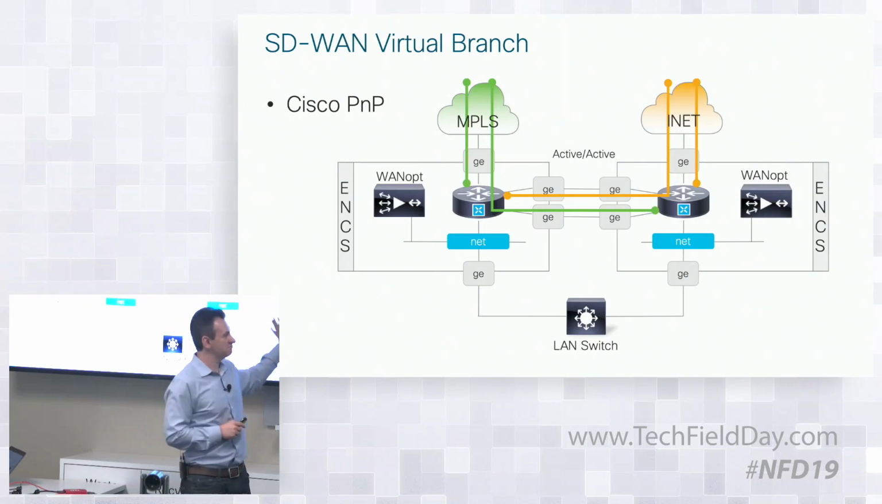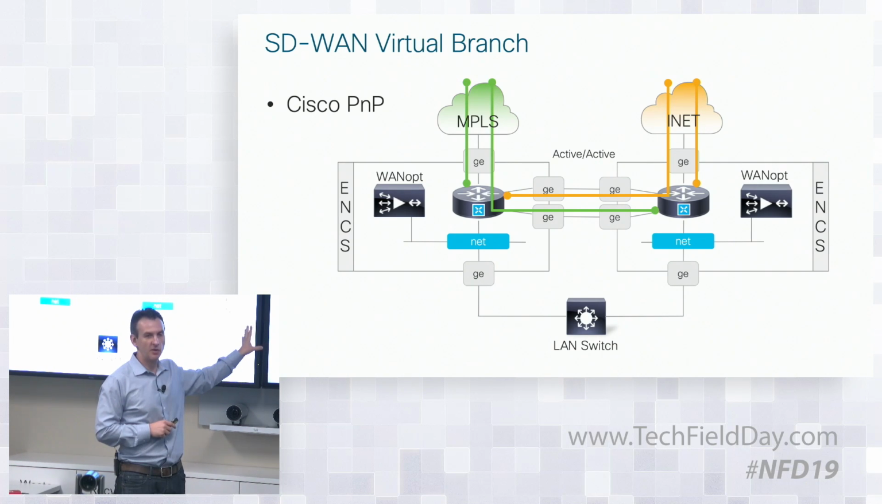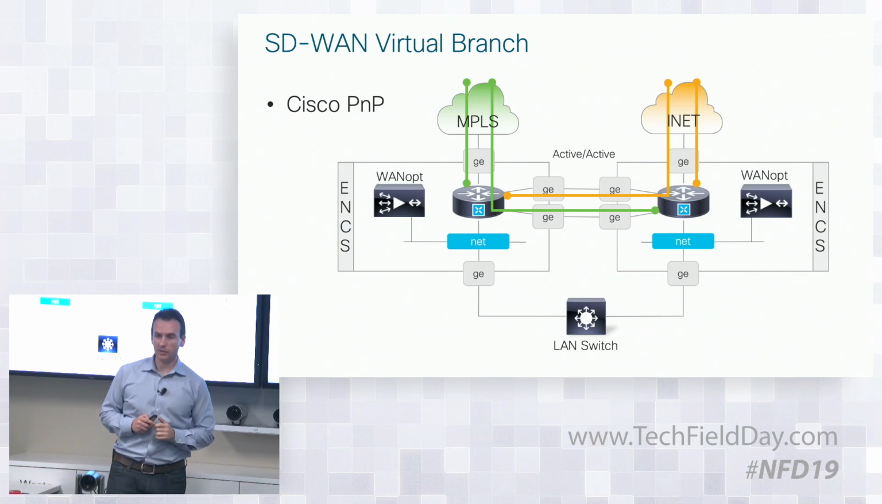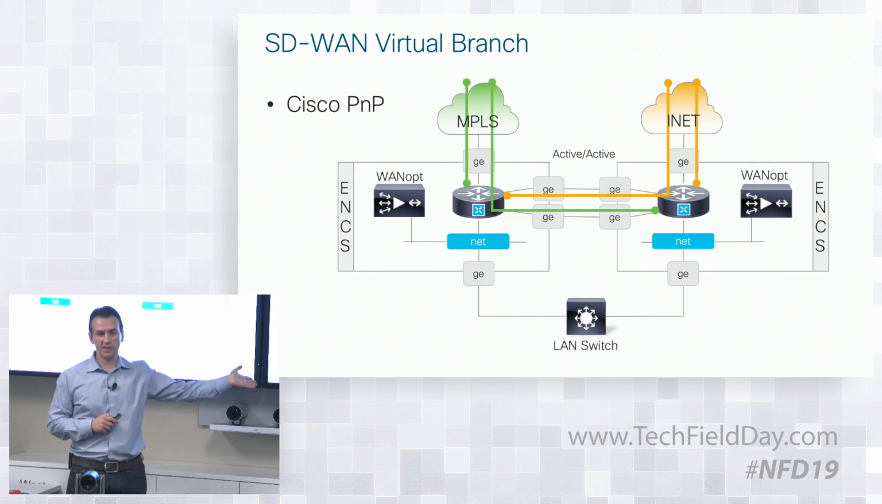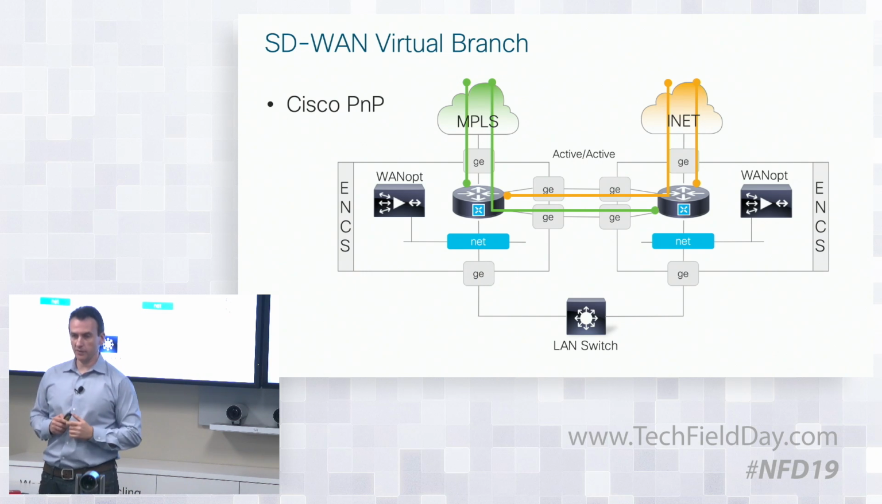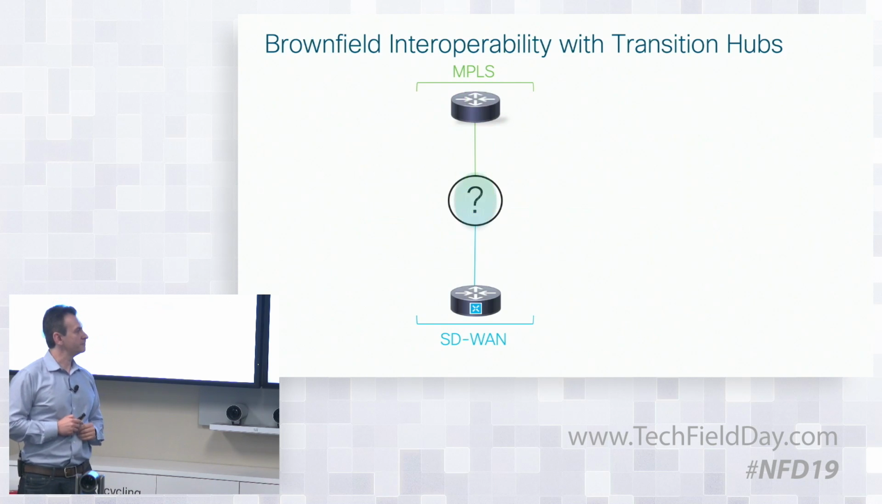I'm not going to touch on that, but virtual branch, I touched on that in the beginning. Fully supported on ENCS or any x86 box. Just load the VNFs on it. You can do Cisco plug and play to bring it up in an automated fashion. So in case it's ENCS, right? ENCS and the SD-WAN VNFs on it. Potentially you can add additional VNFs, such as WAN optimization VNF, firewall VNF, whatever VNF you want to add. It's a virtual branch solution, right?